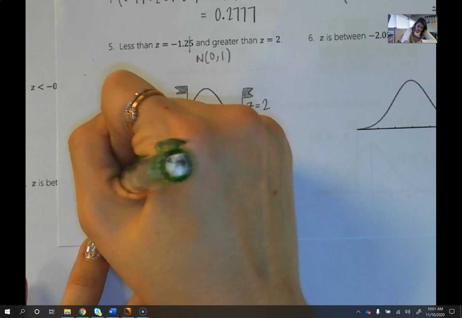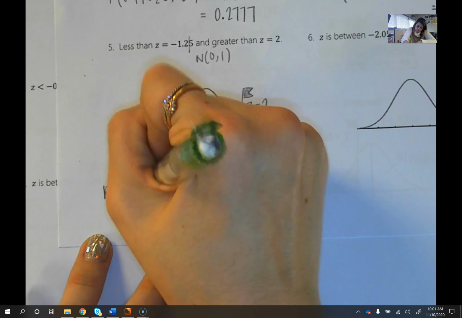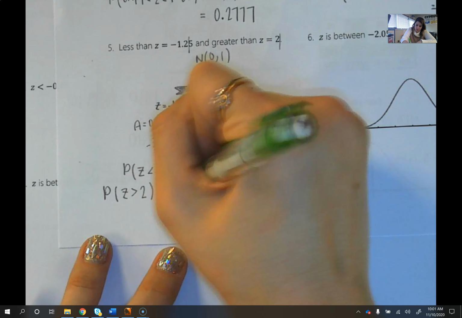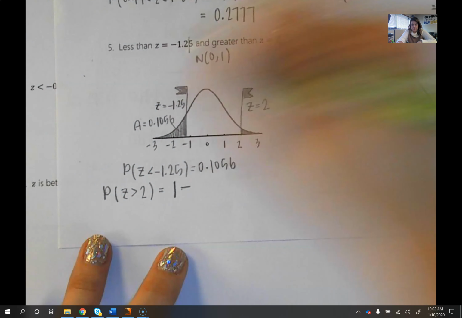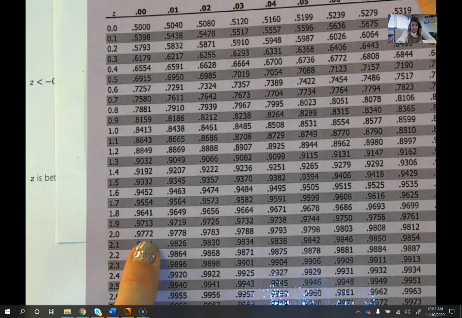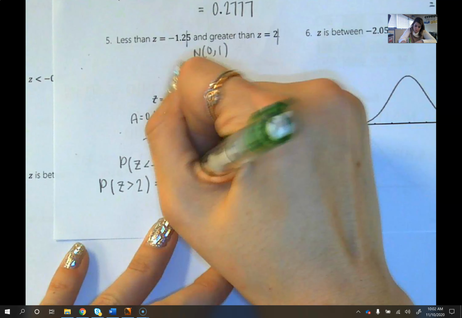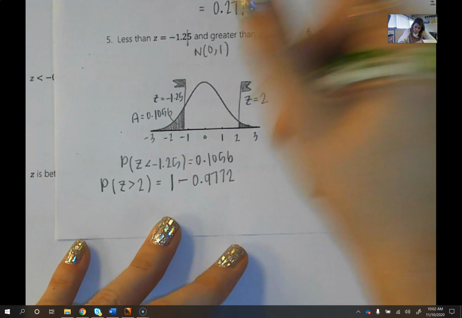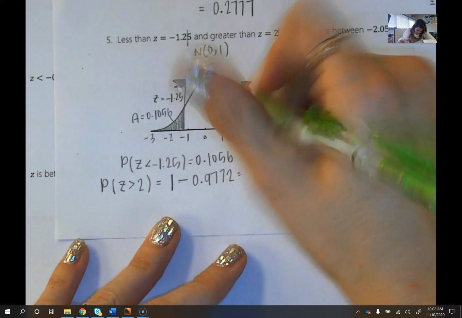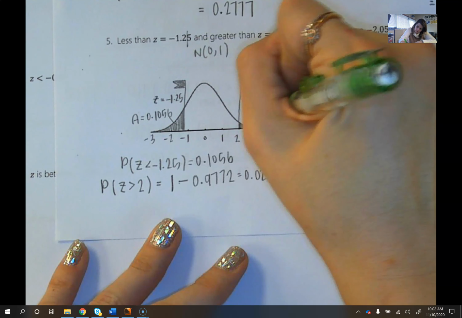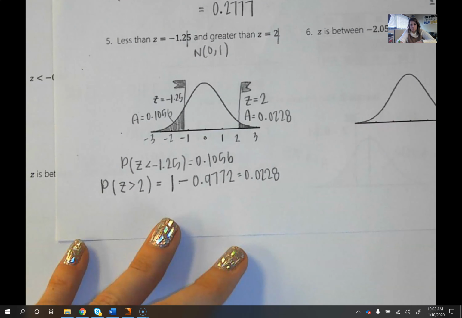Okay, well now we need to find the area to the right of 2. Well, that's going to be 1 minus the area to the left. So we go to 2.00 on the positive side, and that gives you 0.9772, which gives us an area of 0.0228 to the right of z equals 2.